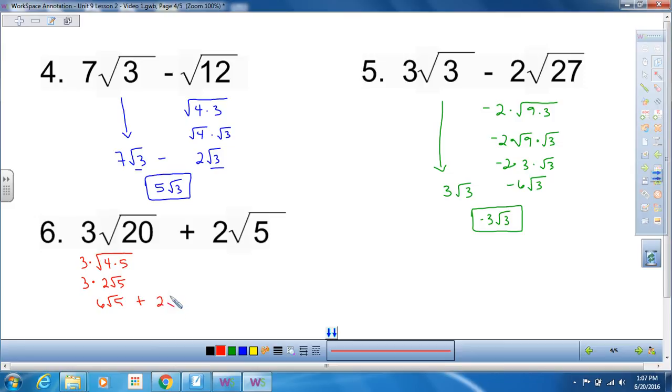Okay, plus, I'm just bringing that down. 6 square root of 5 plus 2 square root of 5 is 8 square root of 5.